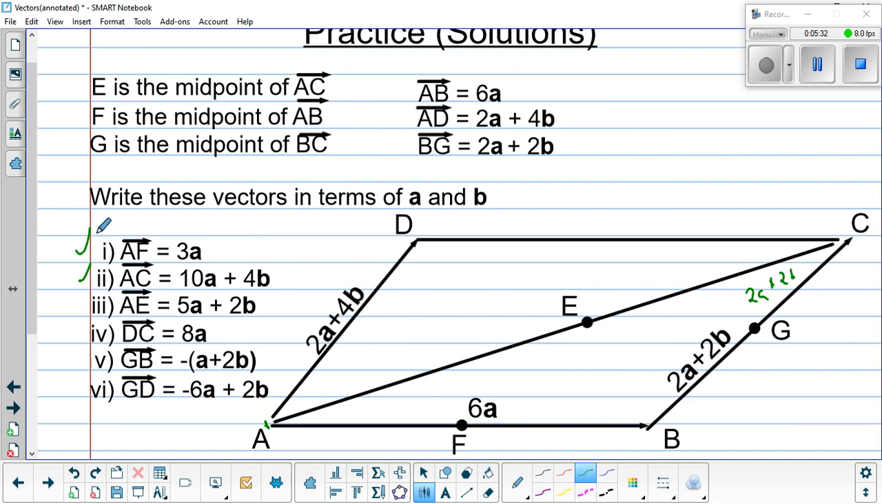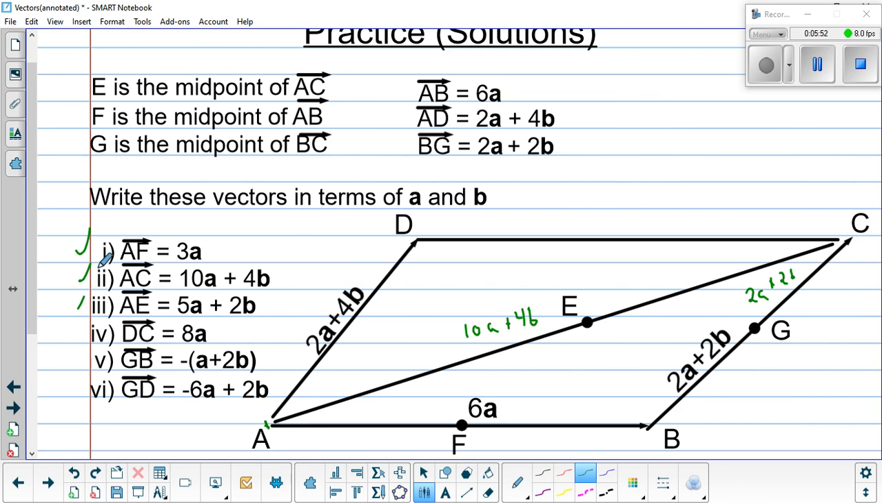I'm just going to start writing these on, 10A plus 4B. Next, we have AE. AE, well, that's half of that, so that's 5A plus 2B.